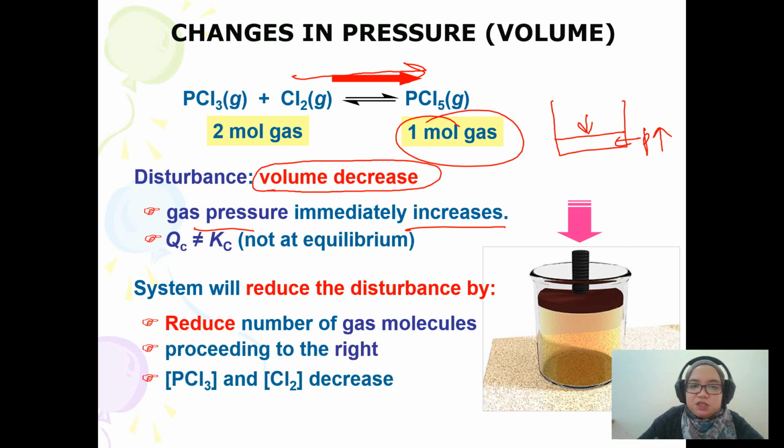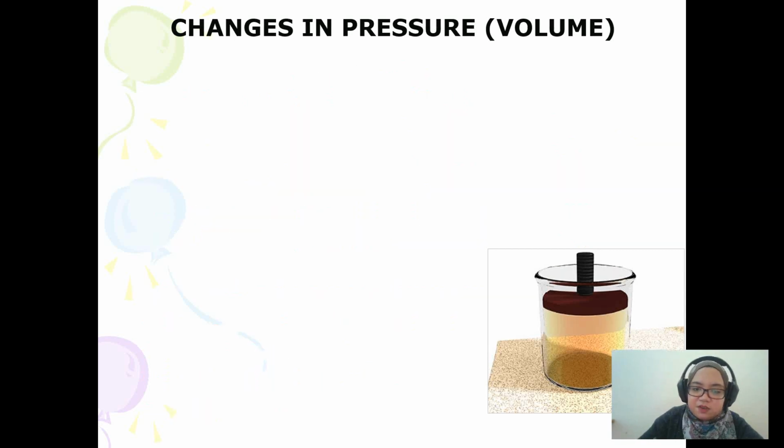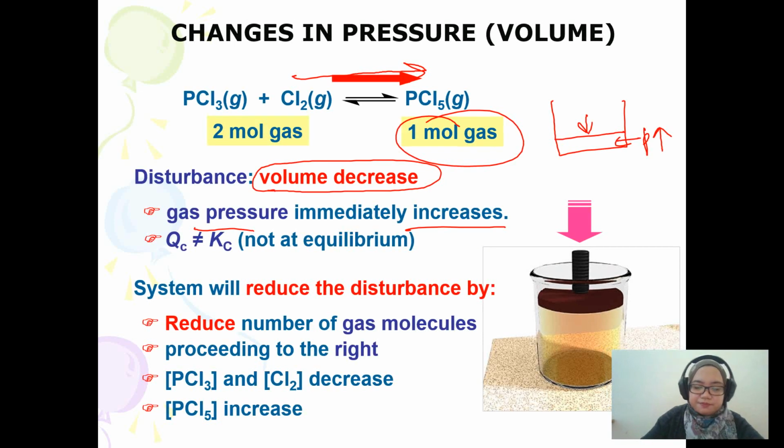Okay, so when we proceed to the right, which means the concentration of PCl3 and Cl2 decreases and the concentration of PCl5 increases. Okay? So simply put, if the pressure increases, the system will find a way to decrease the pressure. How? The equilibrium position will shift to the side which has fewer number of moles of gas.